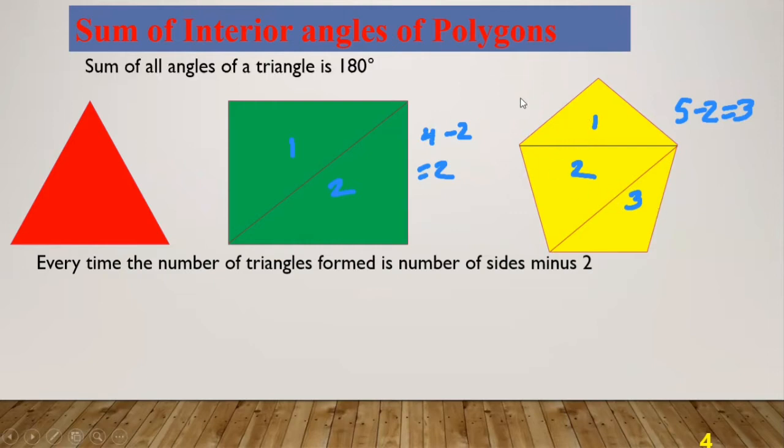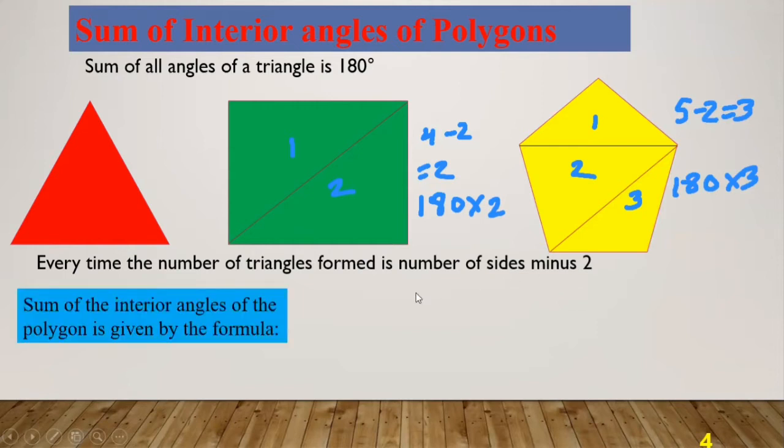And we know that the sum of all interior angles of a triangle is always 180 degrees. So since there are two triangles, the sum of the angles of a quadrilateral is of course going to be 180 into 2. If there are three triangles, it is going to be 180 into 3. So this is how, children, we arrive at the formula. Once you know how you have arrived at the formula, you will never forget it. We have seen that the number of triangles formed is always the number of sides minus 2. So this is how we come to the formula.